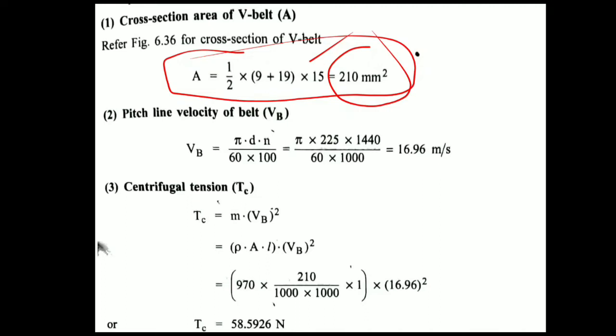Next step is the pitch line velocity. To calculate pitch line velocity, pi d n by 60 into 10 raised to 3. So 10 raised to 3 is here. So by putting this value, we will get the velocity 16.96 meter per second, the pitch line velocity.